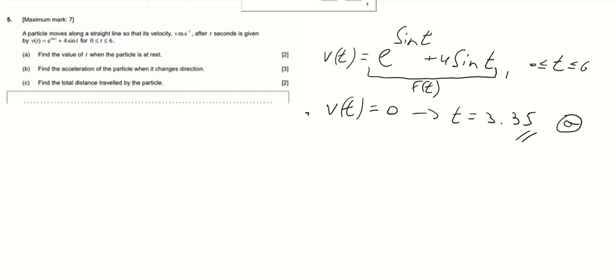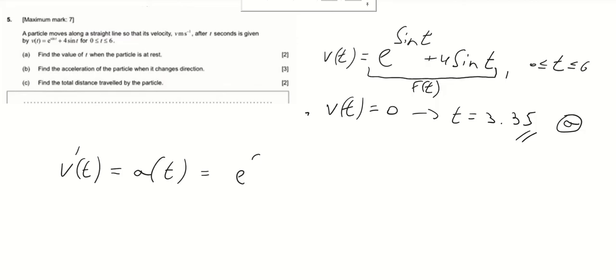Now B, we need to find the acceleration of the particle when it changes direction. We are given the velocity. How do we get from the velocity to acceleration? We just differentiate the velocity. A of t will be the acceleration. We can do that using the calculator, or we can do it manually, like I will do here.